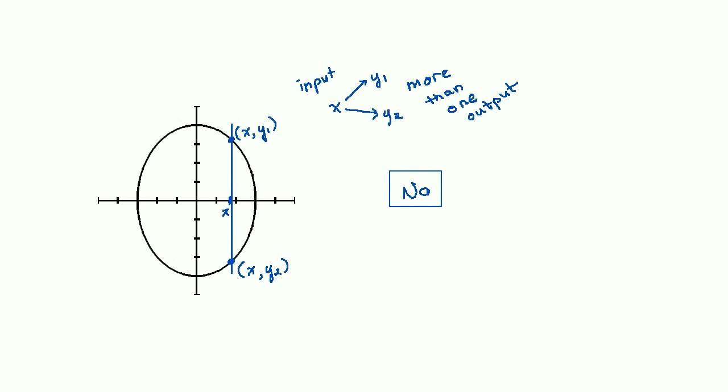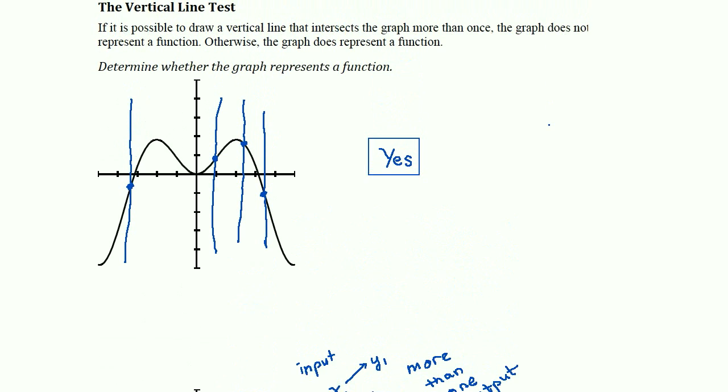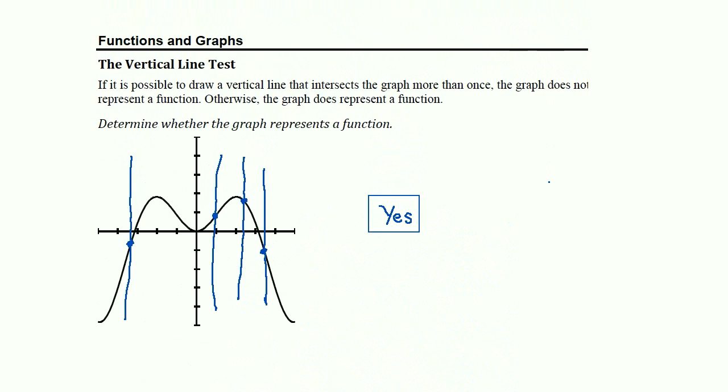So the vertical line test is a nice test, fairly easy to remember. We just want to remember when we use it. It's always when we're being asked to determine whether or not a graph represents a function.